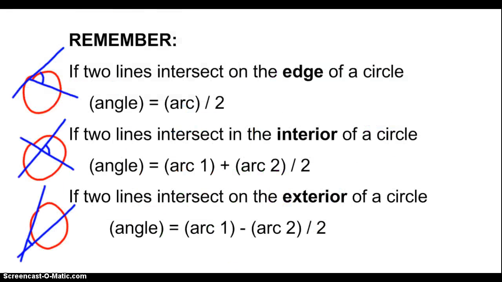Before we go, here's a quick review that you can write down on the bottom of your paper. If two lines intersect on the edge of a circle, then this angle is equal to this included arc divided by 2. If two lines intersect in the interior of a circle, then this angle is equal to the two arcs added together and divided by 2. And if two lines intersect on the exterior of a circle, then this angle is equal to the two included arcs subtracted and divided by 2. Good luck!